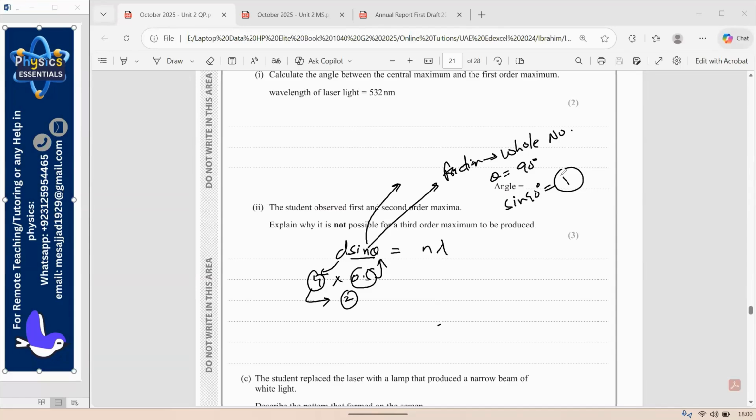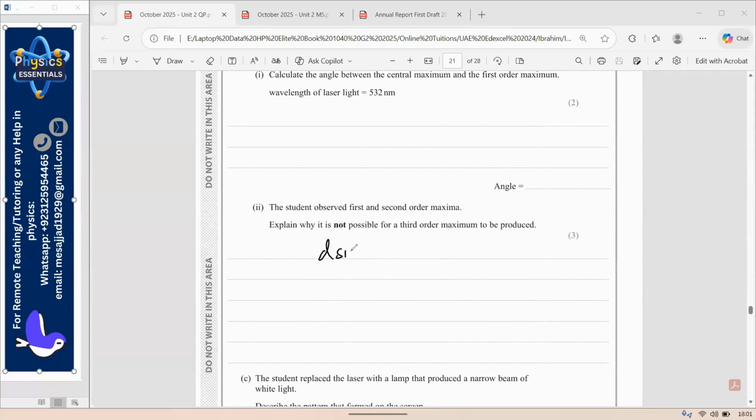So sine 90 should be put in for the calculation of the maximum order of maxima produced on the screen. So what you are going to write is d sine theta equals n lambda, and for the maximum number of spots, you have to put sine theta as 1 because theta will be 90. So simply d equals n lambda, and how much was d here?